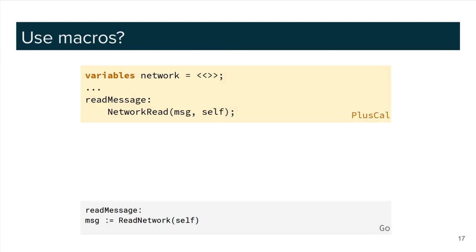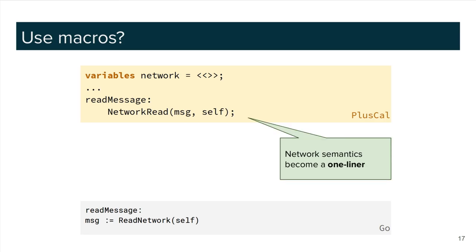So you could try to use macros to clean up that code. You probably do this if you write PlusCal. No one's going to copy-paste the same three lines over and over. That's classic macro food. So you can put network read, which just expands the previous slide's code. And that's pretty nice. The PlusCal is a lot cleaner.